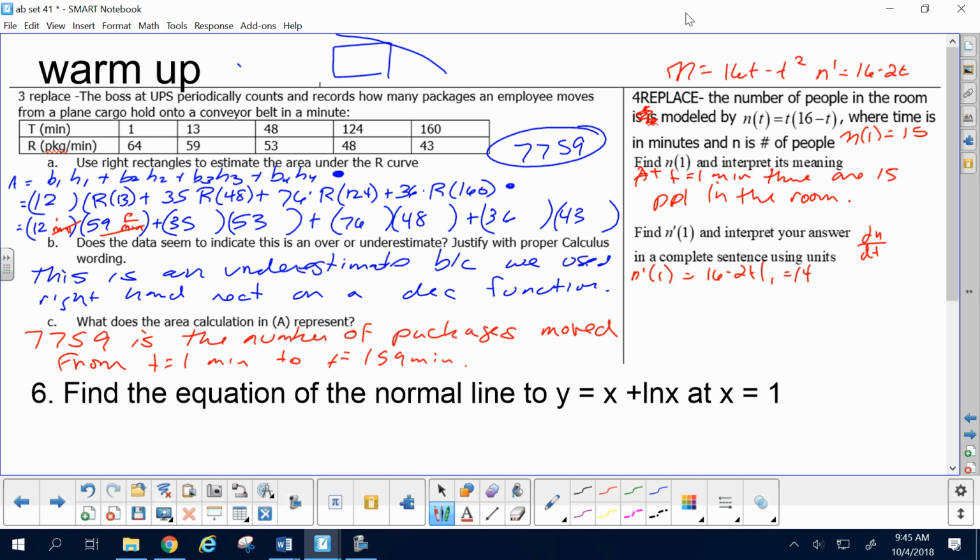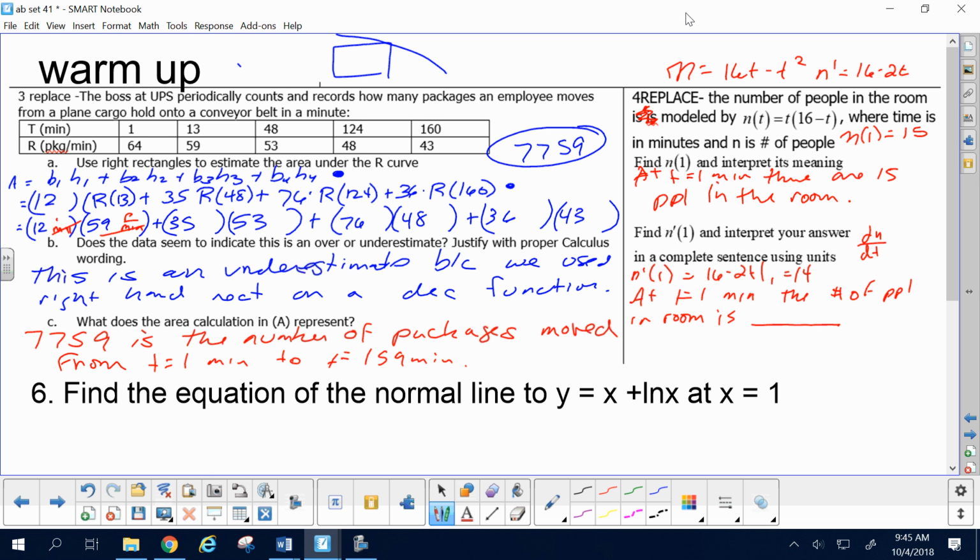D stands for delta, or Roman delta. Change in number over change in time. This is a rate of change. So I'm hoping you're reading something or writing something like this. At time equal 1 minute, the number of people in the room is. Now you're going to interpret both the number and the sign.